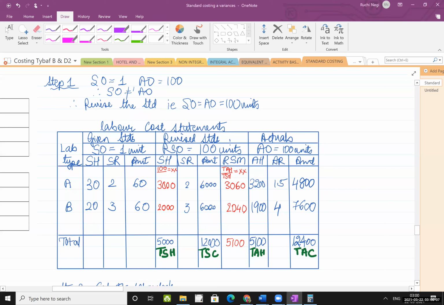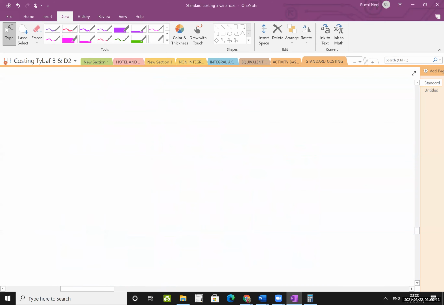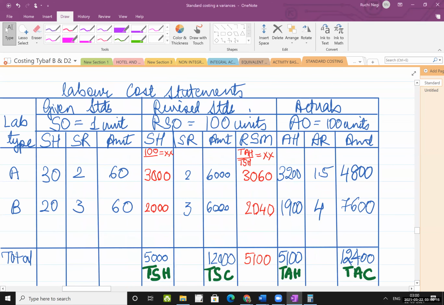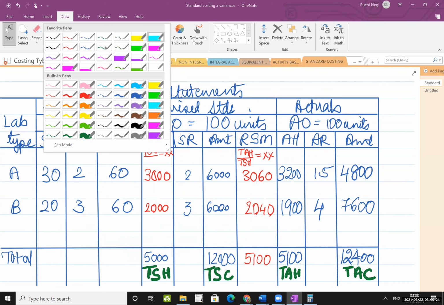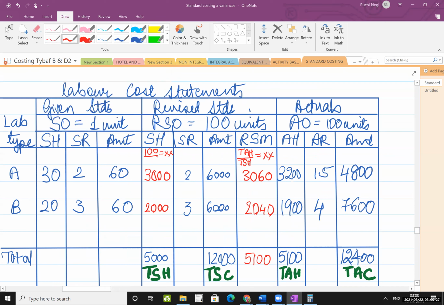Okay, now you have to calculate your revised standards. Okay, so how are you going to do that? We'll be using the shortcut. Okay, what is the shortcut? 100 divided by obviously 1, that is actual output divided by standard output. The actual output is 100 and standard output is 1. So 100 divided by 1 is 100 only. So 100 multiplied with 30, 3000. 100 multiplied with 20, 2000. Solve it. 6 plus 6 is 12. 3 plus 2 is 5.